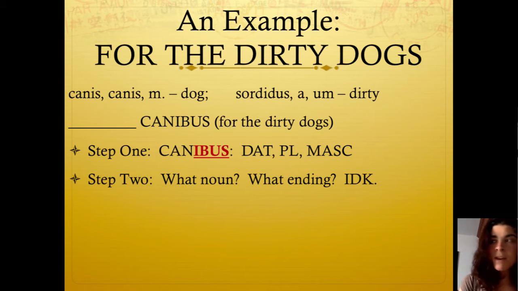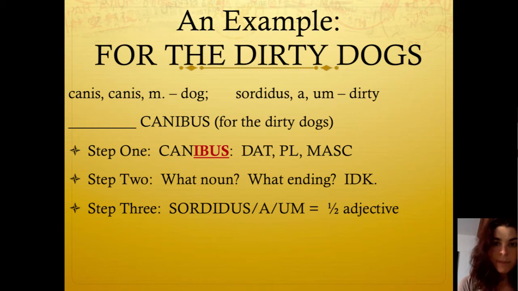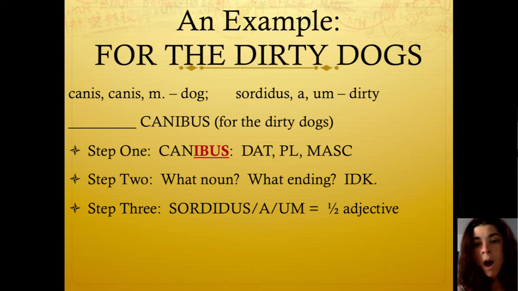Step 2, what noun? What ending? I don't remember what it was. Completely irrelevant now. All I need to remember is dative, plural, masculine. Okay? Step 3, look at my adjectives. Sordidus, sordida, sordidum. It has the us, a, um pattern, so this is a 1-2 adjective. It's going to use first and second declension.